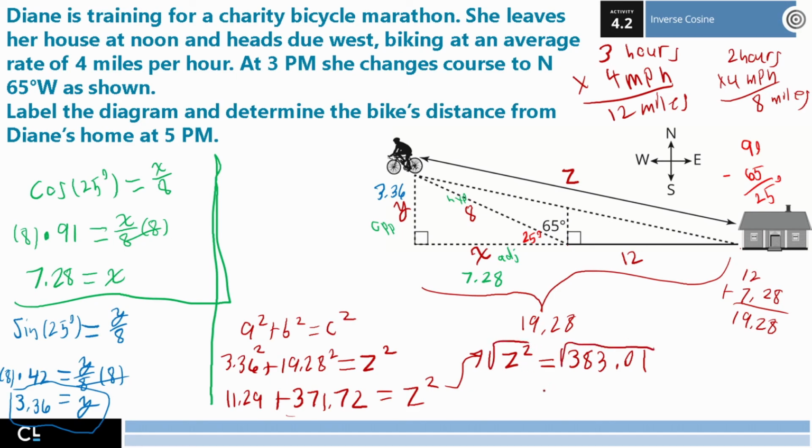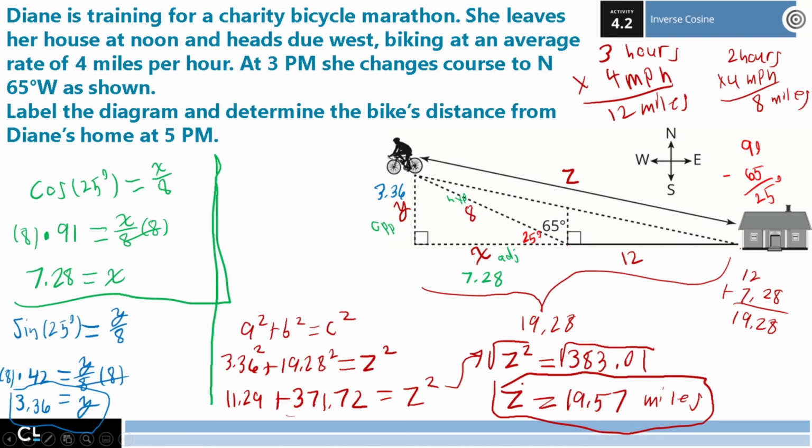We're almost done. We get z equals the square root of 383.01. And it gives me 19.57 miles. And that is the answer. That's how far Diane went from noon to 5 p.m. She went 19.57 miles. Awesome.